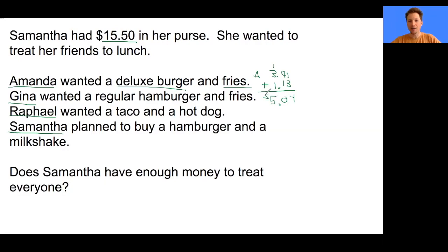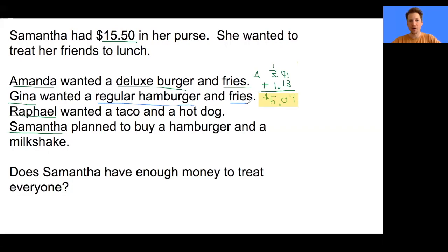So right here, what I'm going to do is grab a new tool in order to highlight how much Amanda's total is, which is right here. So Amanda costs $5.04. The lunch that she wants costs $5.04. Now, I'm going to change my tool, grab a new color, and then let's figure out what Gina wants to eat. So Gina has a regular hamburger. Notice how I like to underline the information.